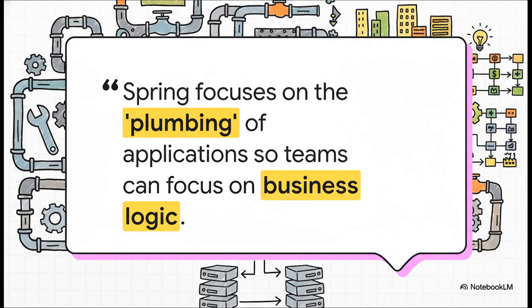And this right here, this is the whole idea in a nutshell. Think of it like building a house. You need pipes, you need wires, you need a foundation. That's the plumbing. Spring's goal was to handle all that complex, messy, behind-the-scenes stuff so that developers could stop being plumbers and start being architects, focusing on what the application actually needs to do.